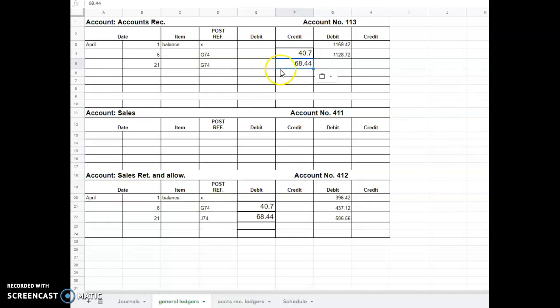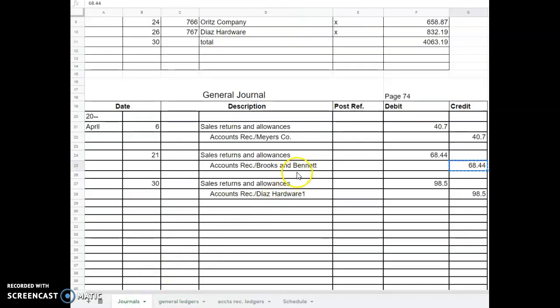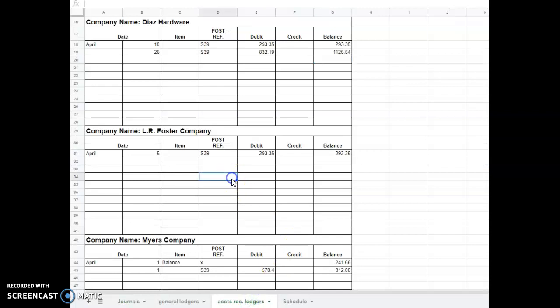Okay, this goes in as a credit. So we're crediting a debit, so we need to subtract $1,068.28. So the step that I skipped from before, and I will go back up there, we also need to post this into the accounts receivable from each person. So we need to go find our Brooks and Bennett, which is going to be in our accounts receivable ledger here, and we need to credit their account for $68.44.